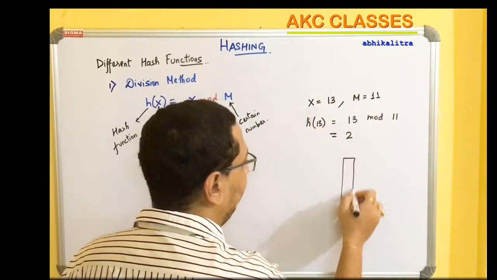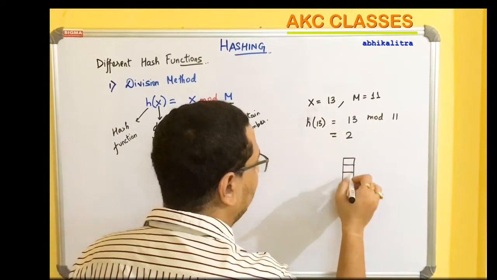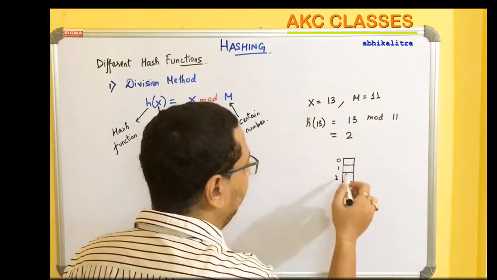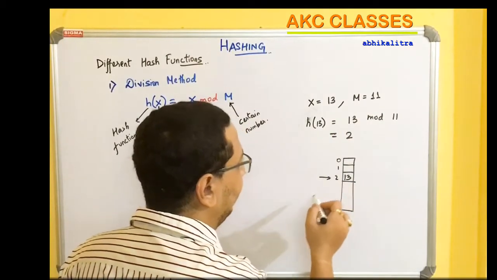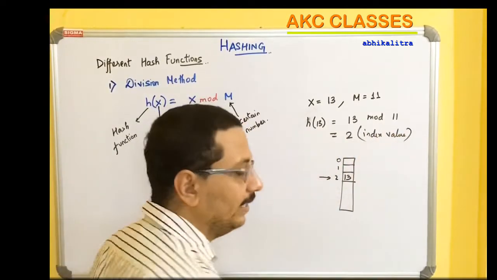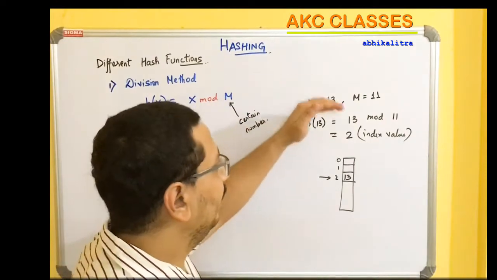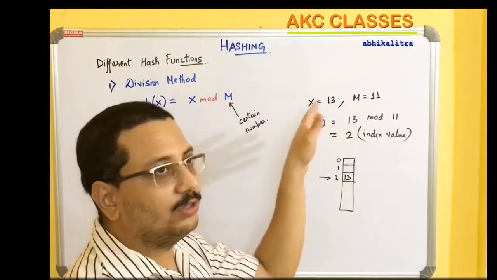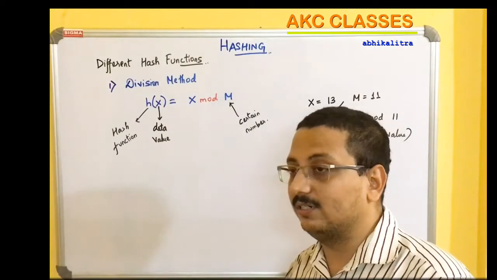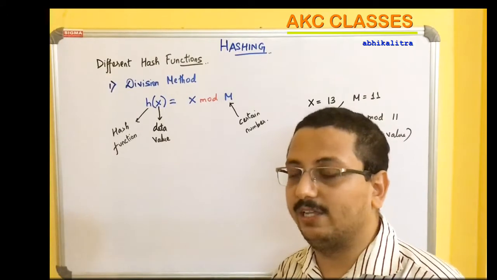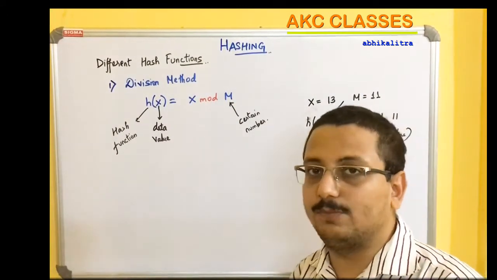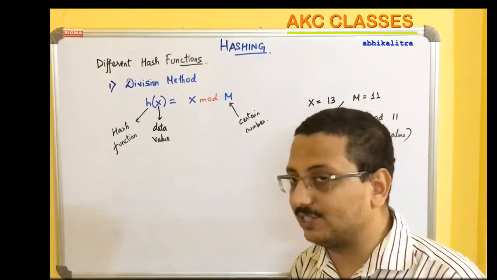That means in a hash table which starts with index 0, then 1, 2, the 13 will be placed in the second index. This is the index value, right? So over here, the data value and the key value are both the same. So now what is this m? This m is a number which has to be selected very carefully. Why? Because this will help us evenly distribute the keys in the entire hash table, right?